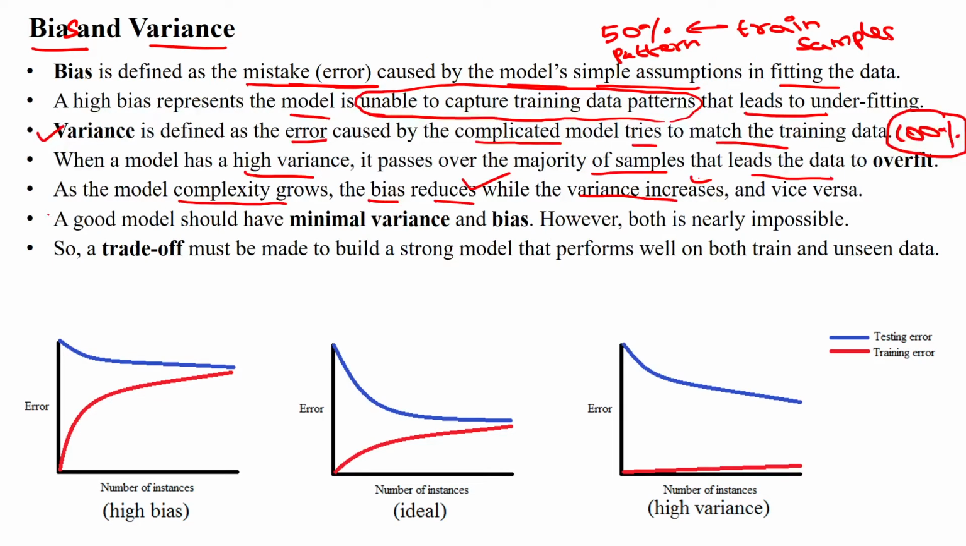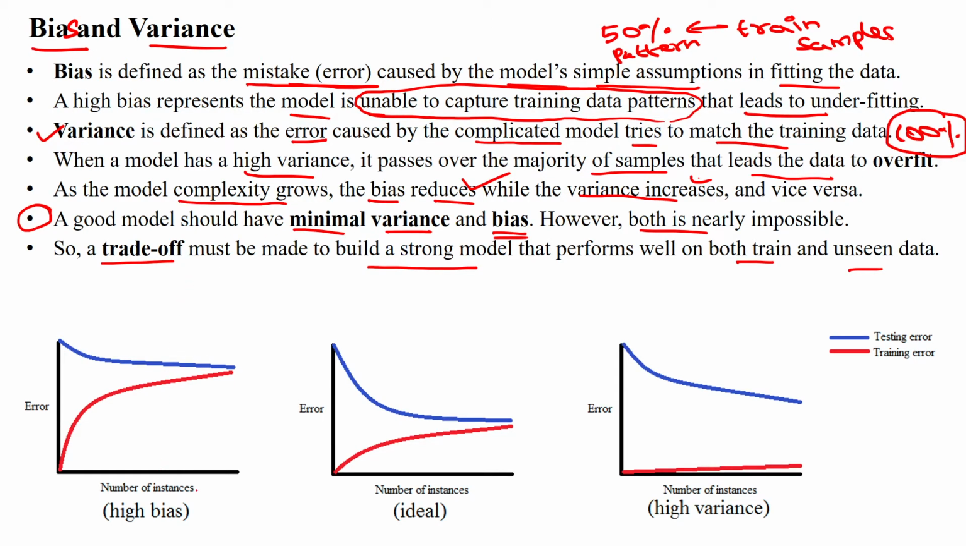So what is a good model? A good model should have minimal variance and minimal bias, but both together is nearly impossible. So what we have to do is make an adjustment between variance and bias when building a strong model that performs well on both training and testing data. We have to make the balance between training and testing with respect to variance and bias.